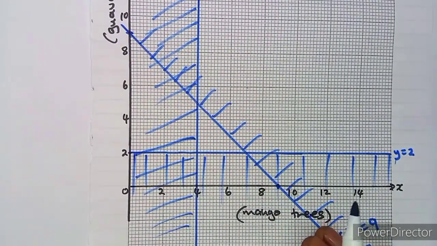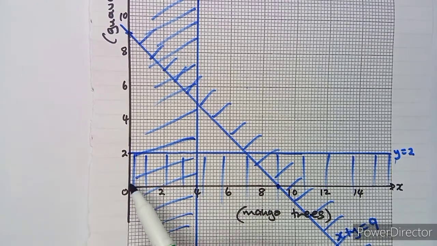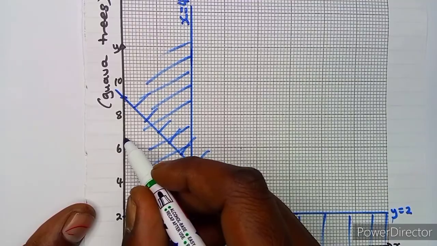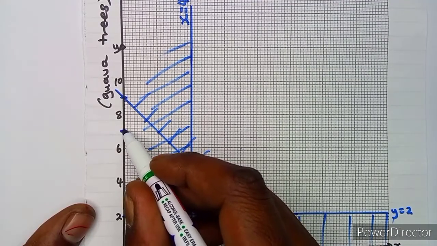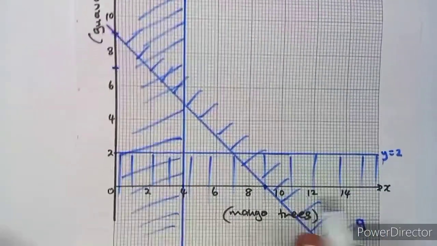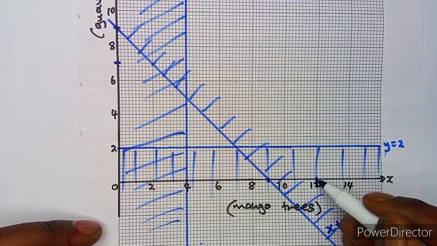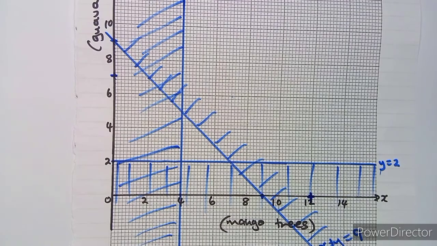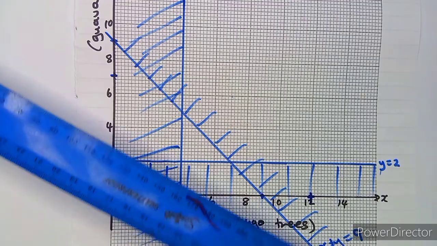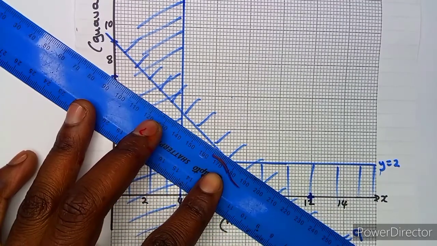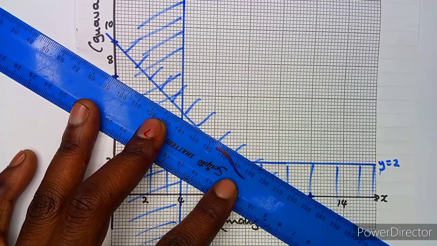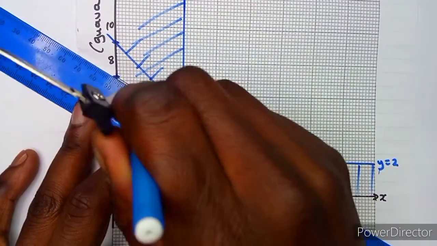That's (0, 7). Here, 7 is in between 6 and 8, so 1, 2, 3, 4, 5, that's somewhere like here. That's our (0, 7) here, and (12, 0) is here. I'm just going to join with this part so that it can be at least clear. So you join here at 7 and at 12. That's the double intercept method, simply the double intercept method.